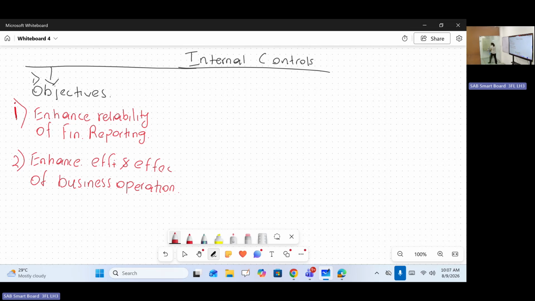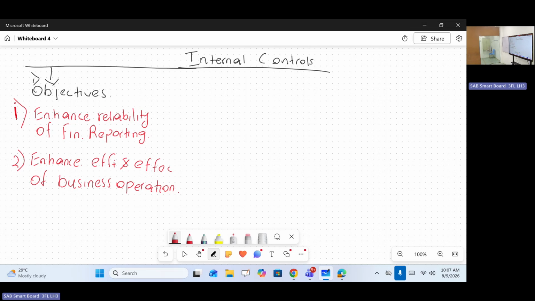Internal control, test of control. Business operation effectiveness: not only financial related transactions, non-financial related transactions can also be considered as internal control.